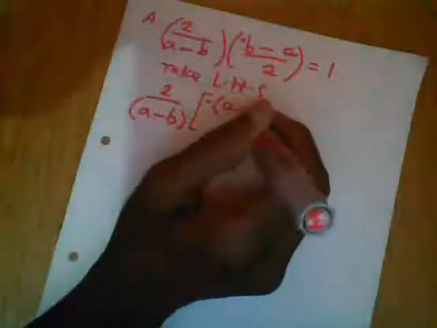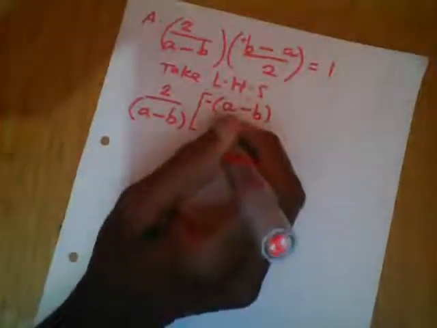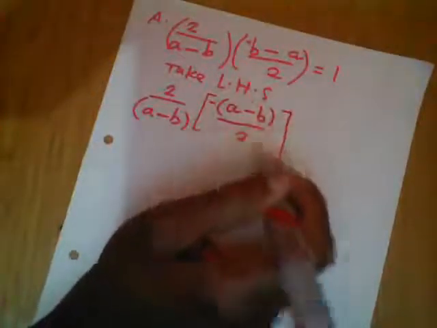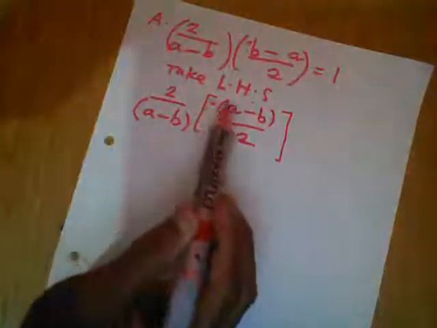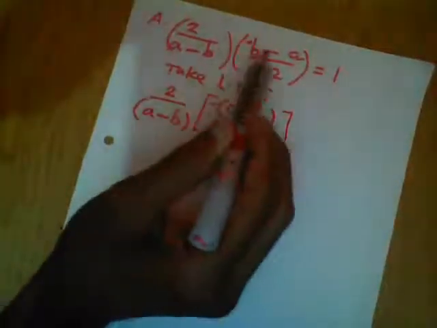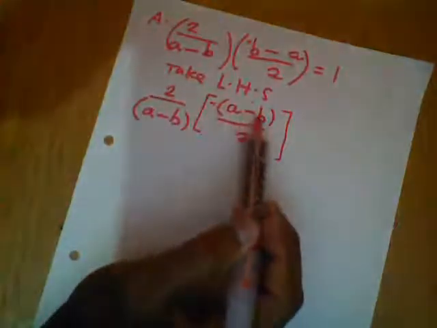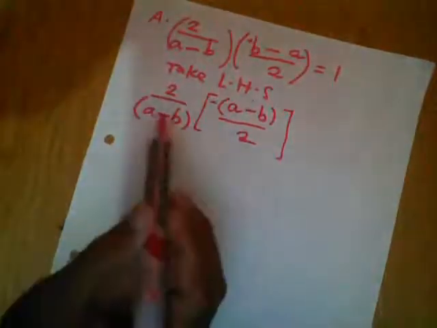And this B is going to become negative, and then over 2. Look, if you multiply in, negative times A, you get negative A, and negative times negative B, you're going to get positive B. So you see now they look alike.